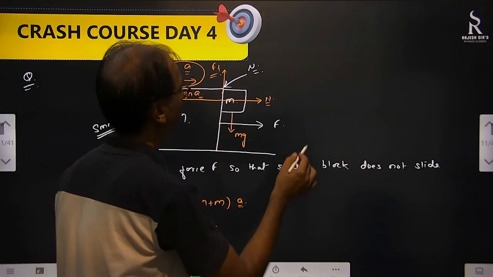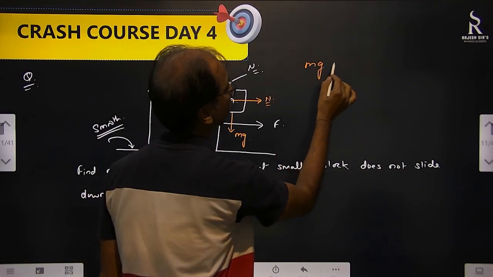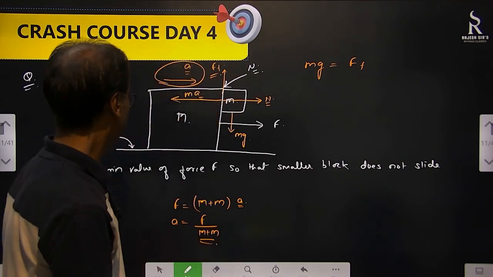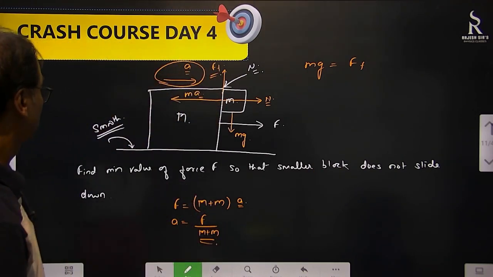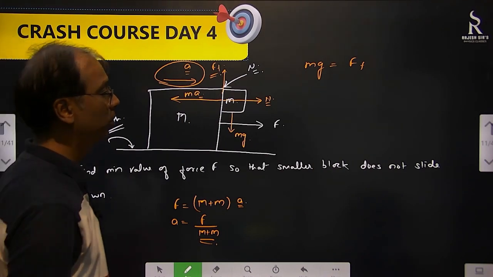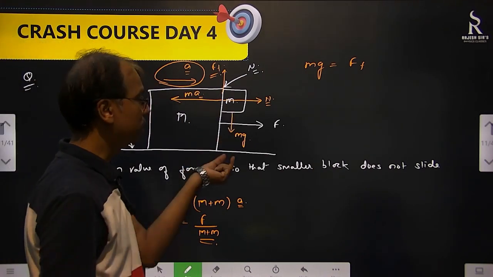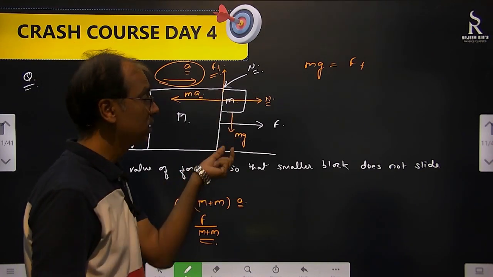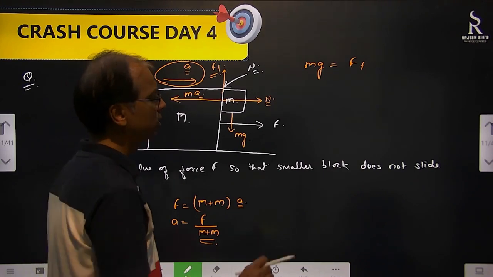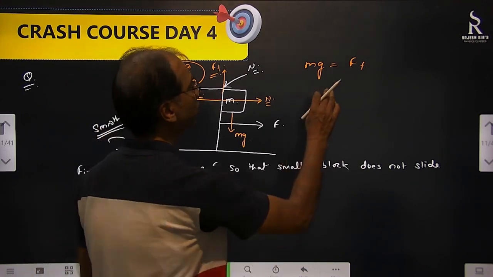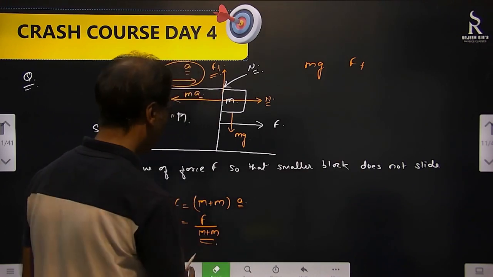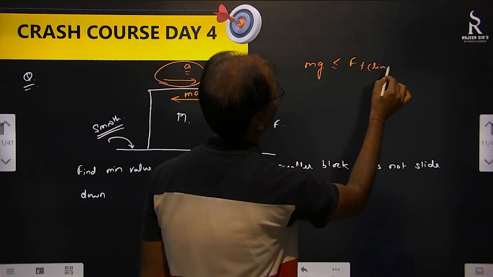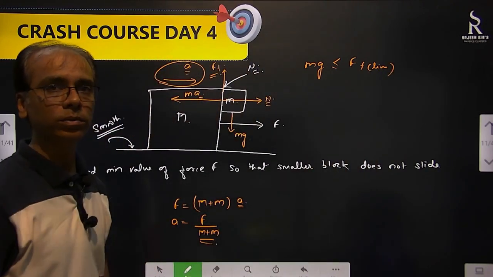So here what we can say? We can say mg must be balanced by friction. What he is asking is the minimum value of force F so that the smaller block does not slide down. So you have to stop it. Force of friction must stop this mg. So I should not say mg is directly equal to force of friction. I should say mg should be less than or equal to limiting force of friction. In this case, it will not come down.